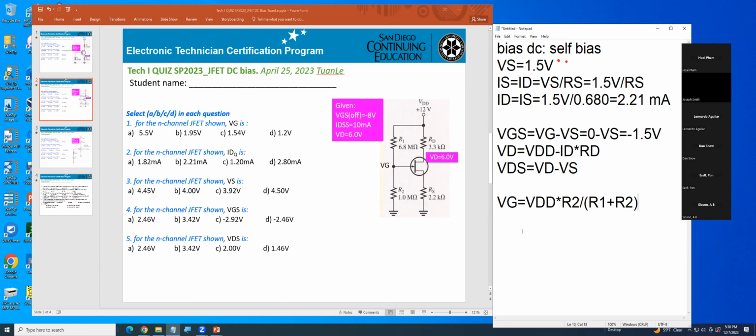If you're looking into that circuitry, you can see ID equals VDD minus VD, and that will be divided by RD. Okay, so number 2.